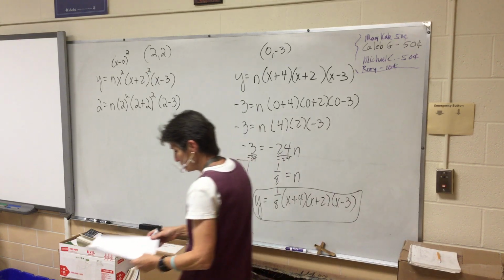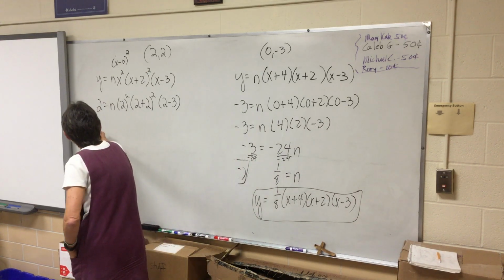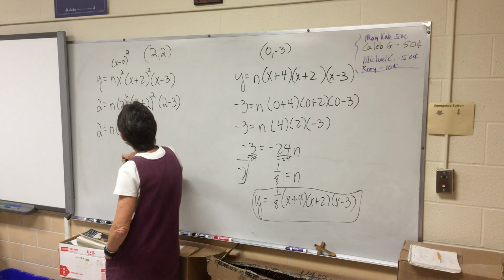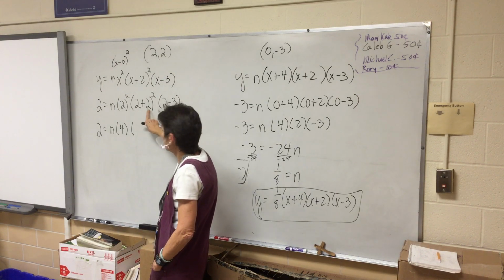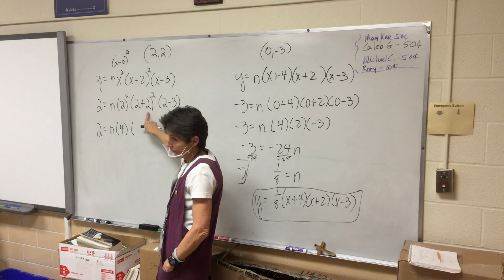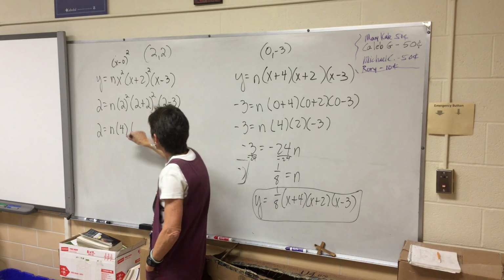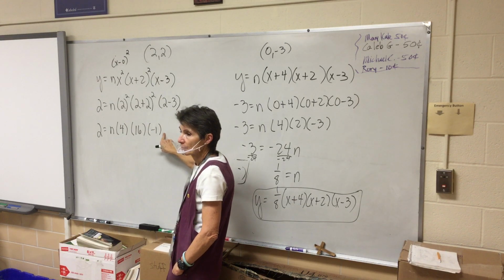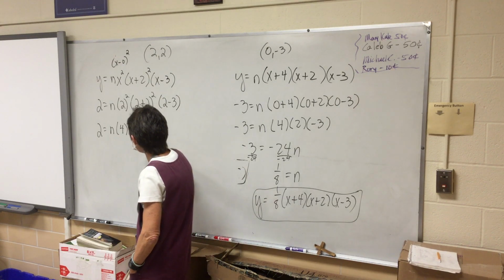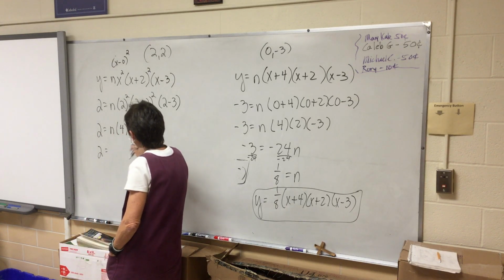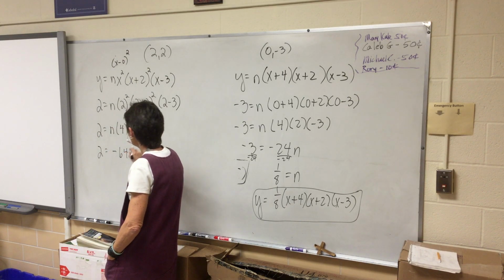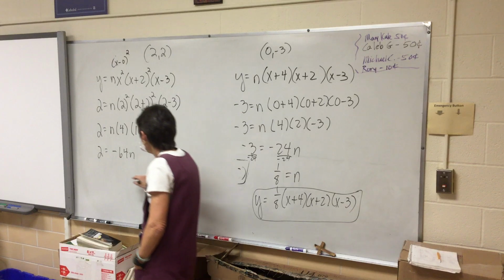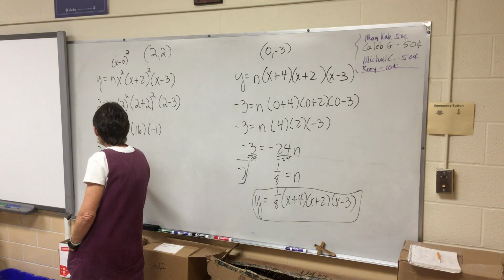Don't get bogged down in the arithmetic. You can do this. 2 squared is 4. Now be careful here. 2 plus 2 is 4, squared is 16. And -1. So now we're going to multiply all those together. So that will be -64n. And then I will divide by -64.